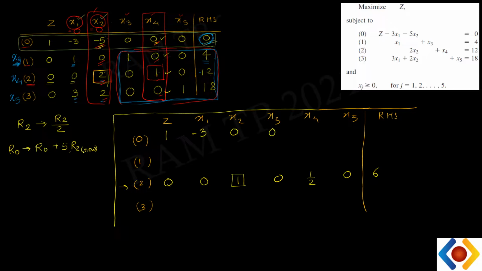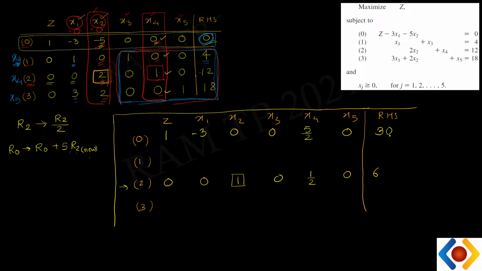Okay. 5 times half, 5 by 2. Add 5 by 2 to 0. 0 plus 5 by 2, 5 by 2. Okay. 5 times 0 is 0. 0 plus 0, 0. Okay. The right hand side. 5 times 6. Oh, we have 6 here. 5 times 6 is 30. 30 plus this 0, 30. Do you understand? Now we got the value of z directly in the table on the right hand side.